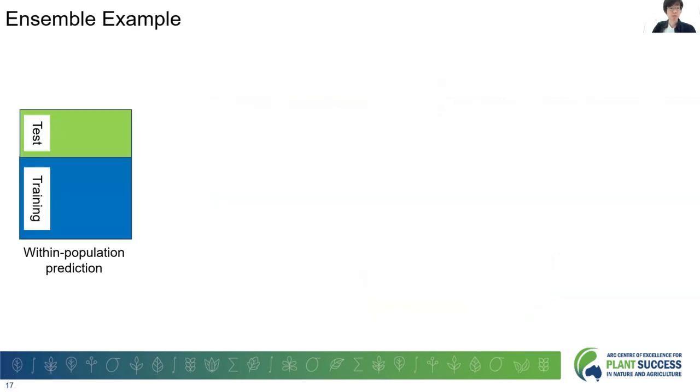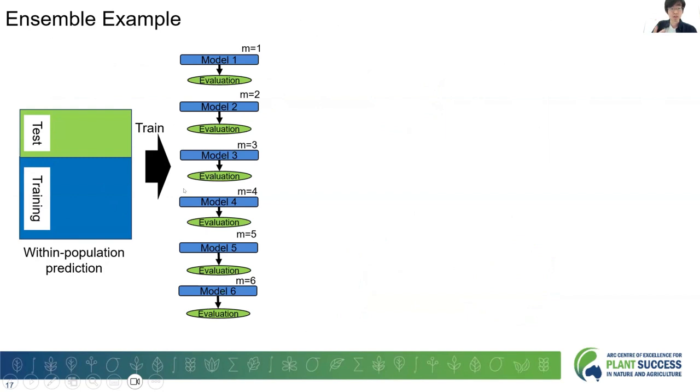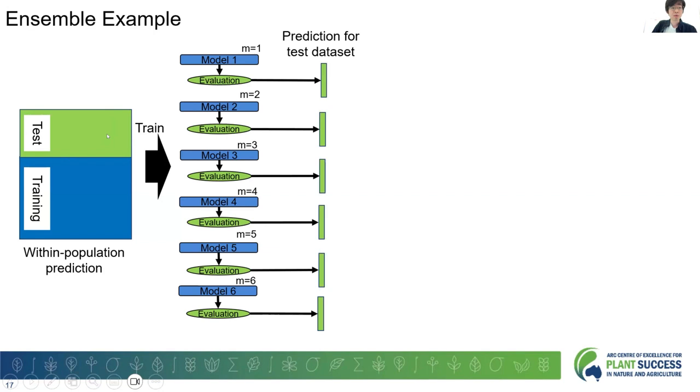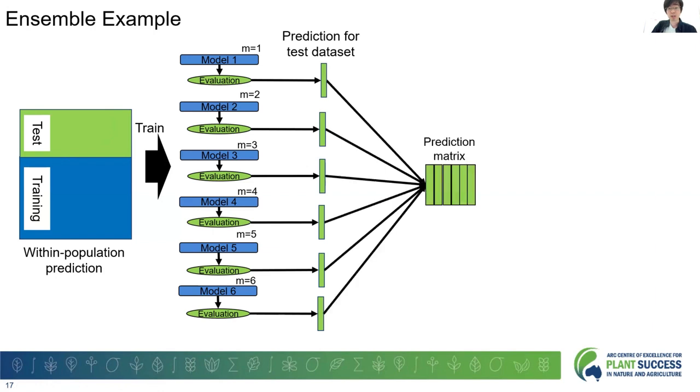Let's move to the next part, which is the actual implementation method, as one example in this case. Suppose we have one data set containing a training and test data set here. By using the training part, we train each of the single models like this. In this case, we have 6 different single models. After the training, we evaluate their performance by using the test data set. During this process, we also extract the prediction results for the test data set, which are assembled into one prediction value matrix. This matrix is used as the input for the ensemble algorithm.